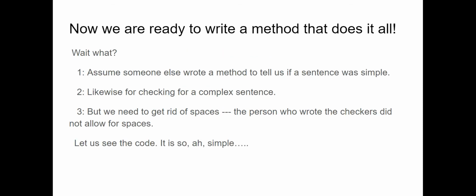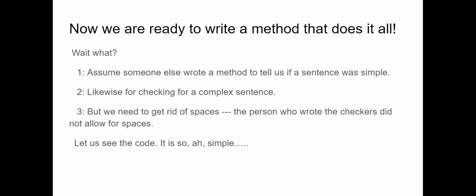And amazingly enough, we're ready to write a method that does it all. And you might ask, why? I barely know how to do Java. That's right. So we're going to assume someone else has helped us out. We're going to assume someone else wrote a method that tells us whether or not a particular logical sentence is simple. They didn't tell us whether a logical sentence is overall legal, but someone's given us something that tells us whether it's simple.